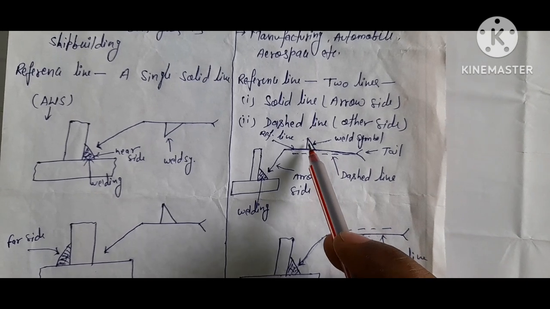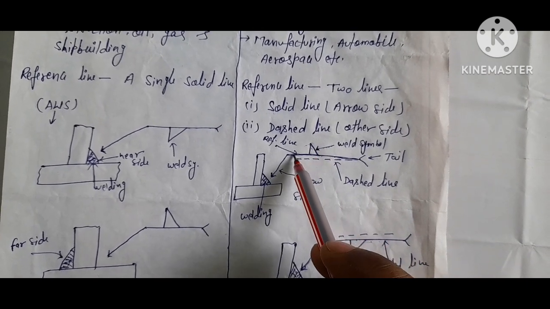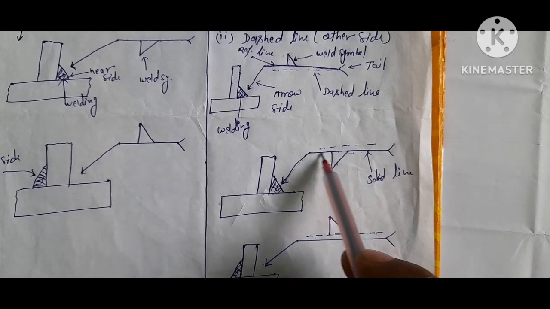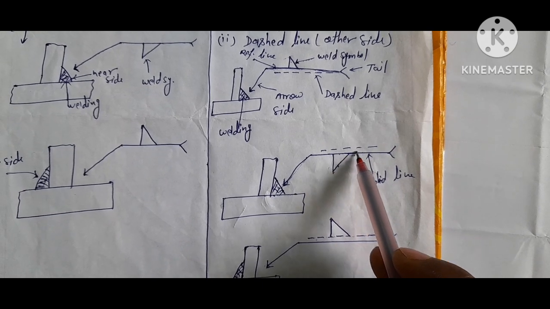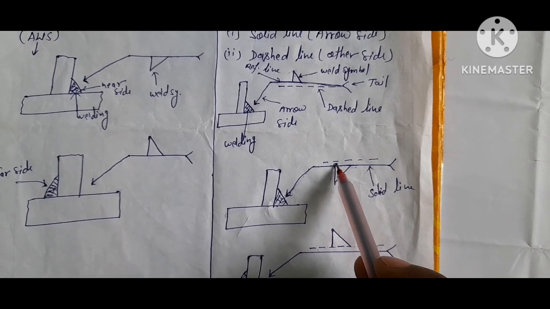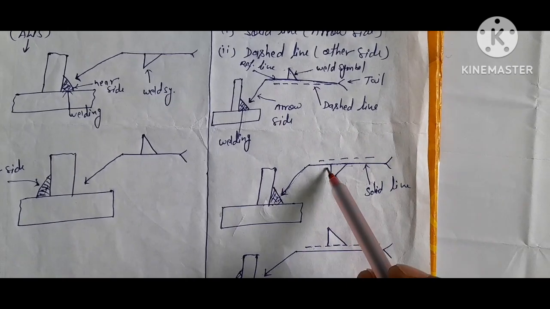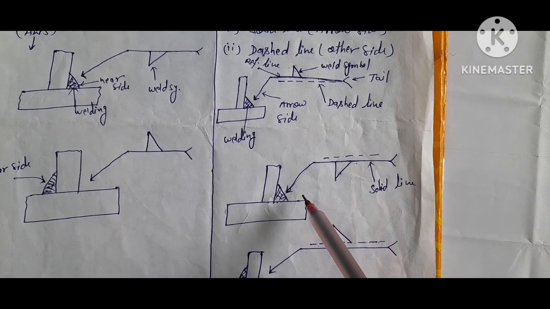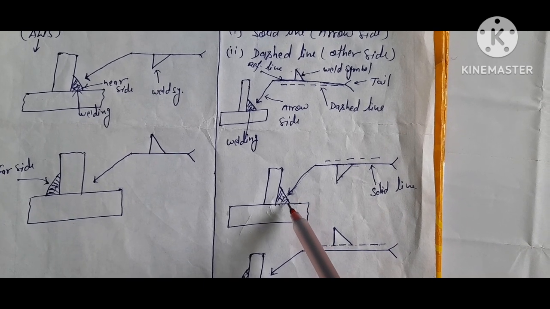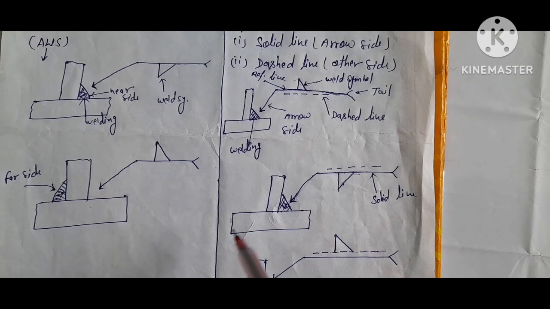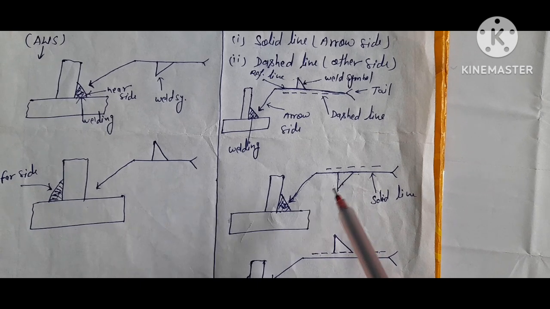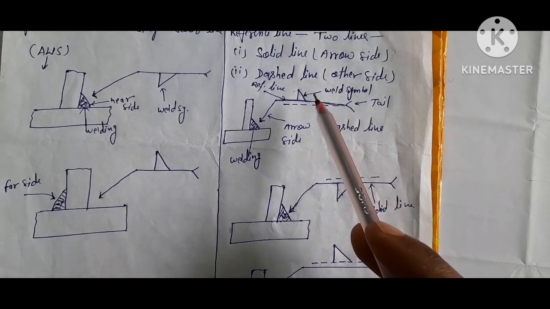Now this is an upward direction. This weld symbol is on the solid line, and here also the weld symbol is located on the solid line, but here below the solid line, here above the solid line. It means welding is also done near the weld line or on the arrow side. This is the arrow side, because the weld symbol is on the solid line. It has no meaning of downward side or upward side.